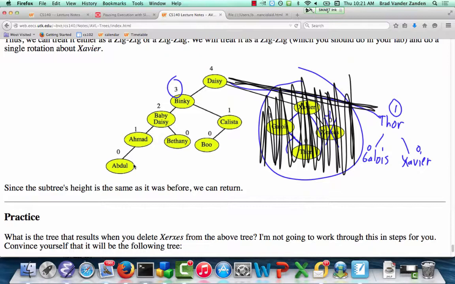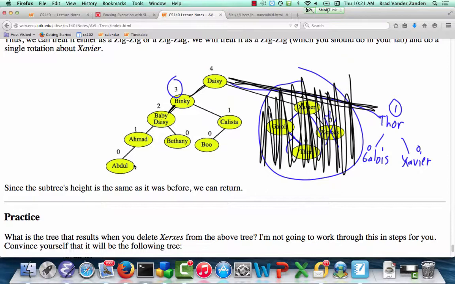Okay. So I'm going to let this powwow over here. What did you come up with? So I said if you look at Daisy's two children, Binky's greater. And then baby Daisy's greater than Calista. So it's the zigzag. Very good. So rotate about Binky once, and then it would be balanced.